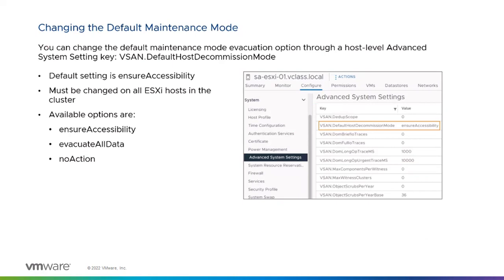When we put a host in maintenance mode, the default option is ensure accessibility. However, from the arrow key, I can choose another option also, like evacuate all data or no action. No action means no data migration, and evacuate all data means full data migration. If we want to change the default action, you can go to the advanced settings of your host and configure the vSAN default decommission mode. You can change it to full data migration. This is the default option, but you still have the option to change it to evacuate all data or no action.